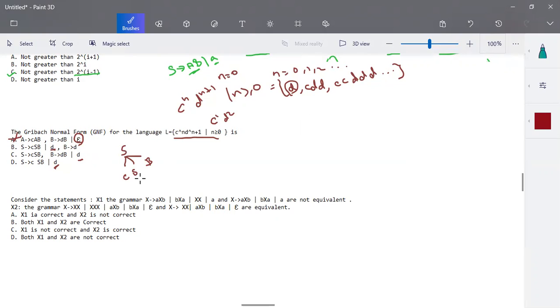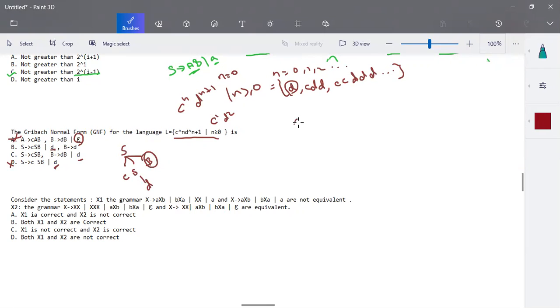Okay, so here there is no prediction for D at all. And when you substitute S as D, it is CD. Okay, so there is no prediction. So this grammar is incomplete, so we cannot take this option. Okay, so we have checked out two options over here, and the last two left out are C and B.